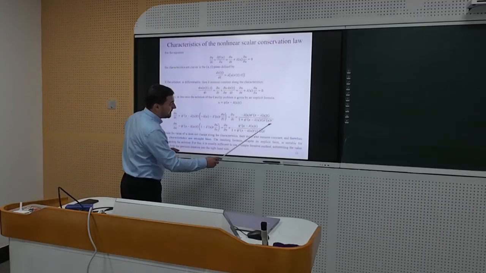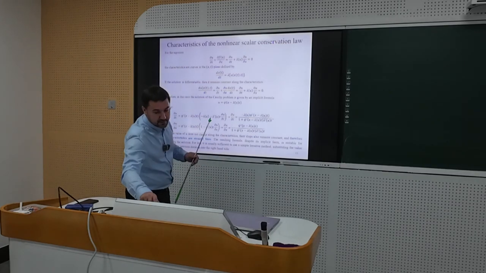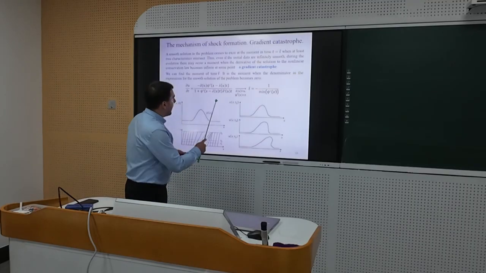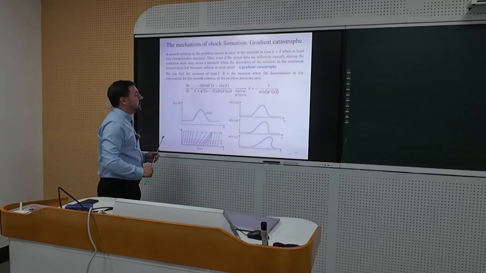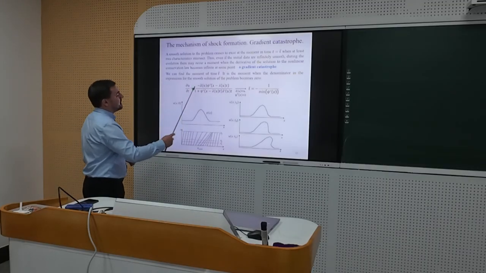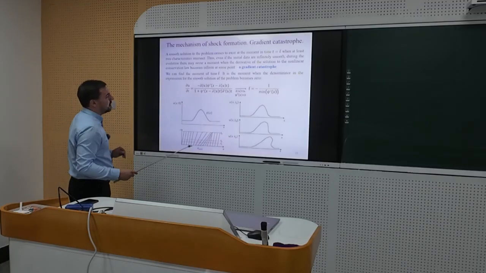So here, if it is 0, it means that you have the intersection of characteristics. And if it is 0, you can find this t. You can find this t instant when it equals 0. So this expression is for just an arbitrary scalar conservation law for any lambda of u.